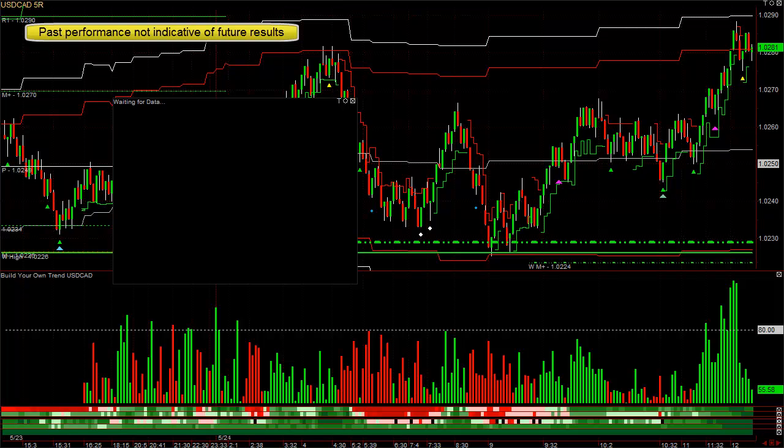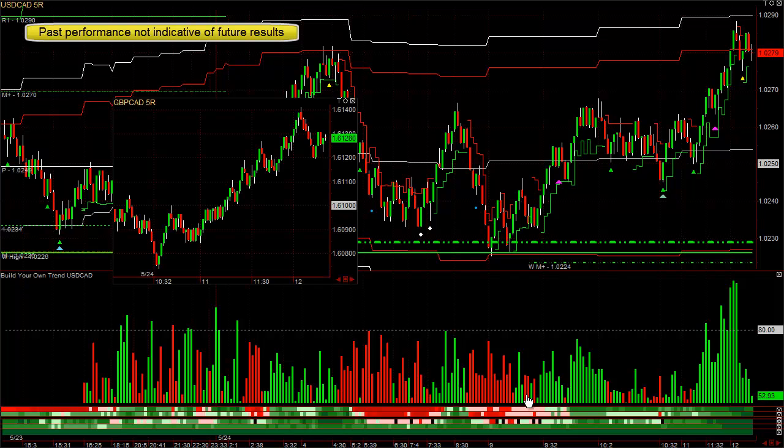This has to download tick data, and it's going to put the range bars on the chart, and then we'll put the patterns on it.